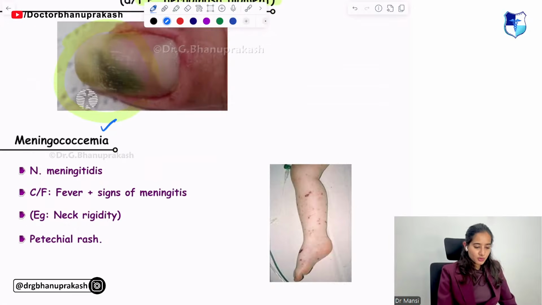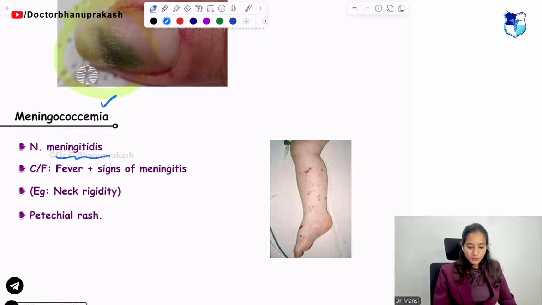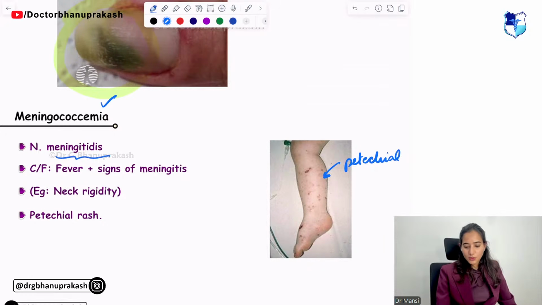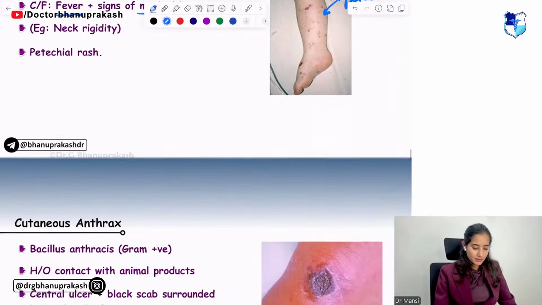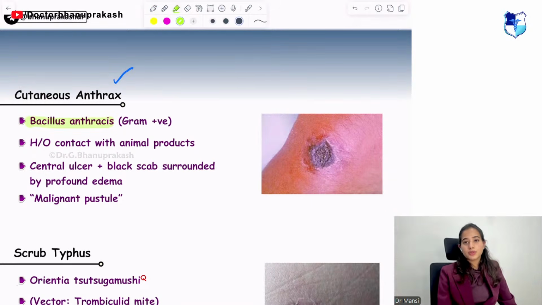Then we have meningococcemia. This is caused by Neisseria meningitidis. What you look for is a petechial rash in the patient, and along with this, you look for fever. And again, it is meningitis, so signs of meningitis like neck rigidity, etc. will be there.